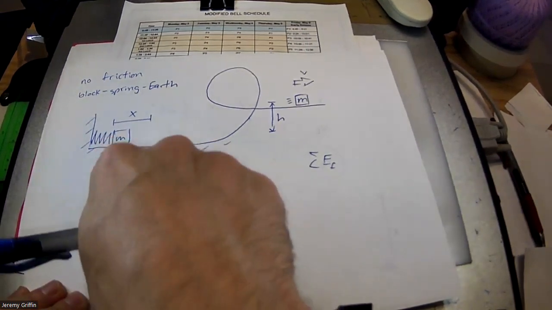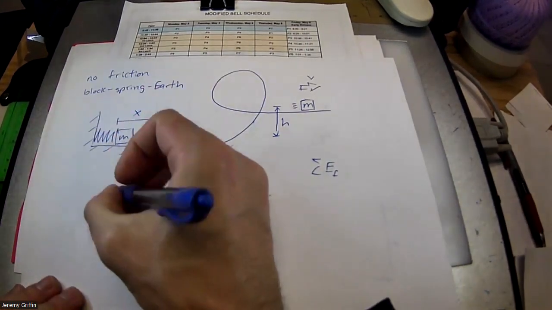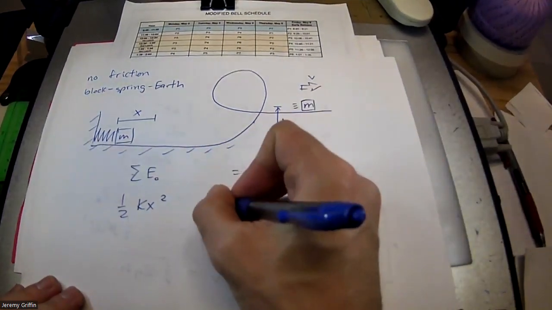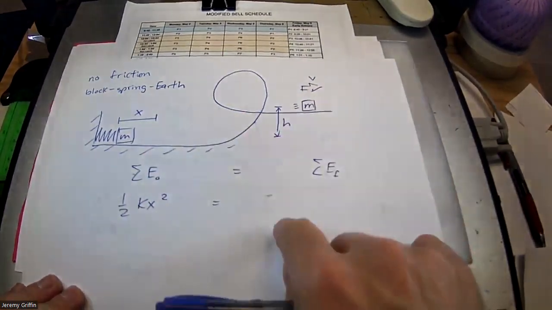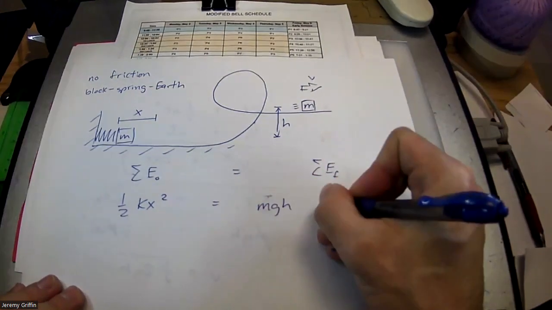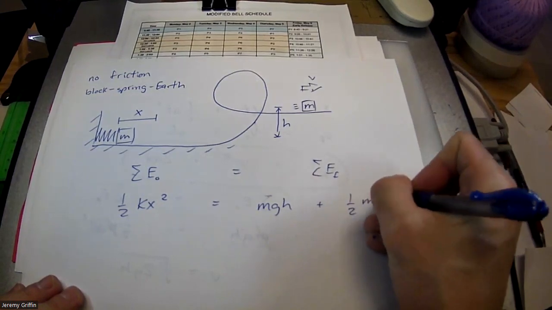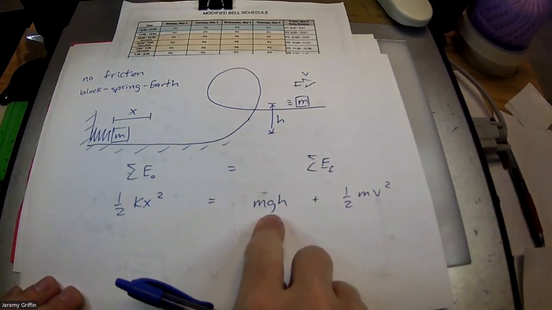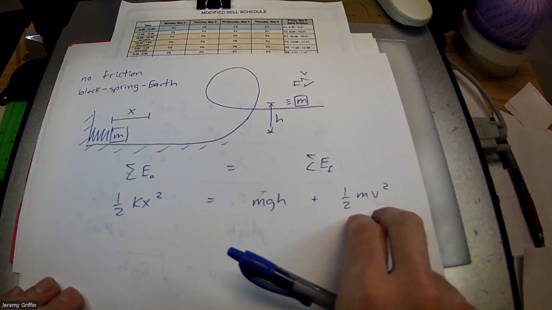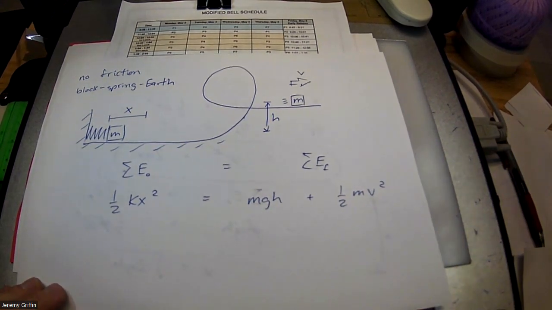So what do you guys put for this term? 1/2 kx squared. There you go. Just the energy stored in the spring. What do you guys put for the final terms? Boom. Exactly. This and this. Some of the energy goes into lifting the block against gravity. The rest of the energy goes into its speed. It's the kinetic energy.